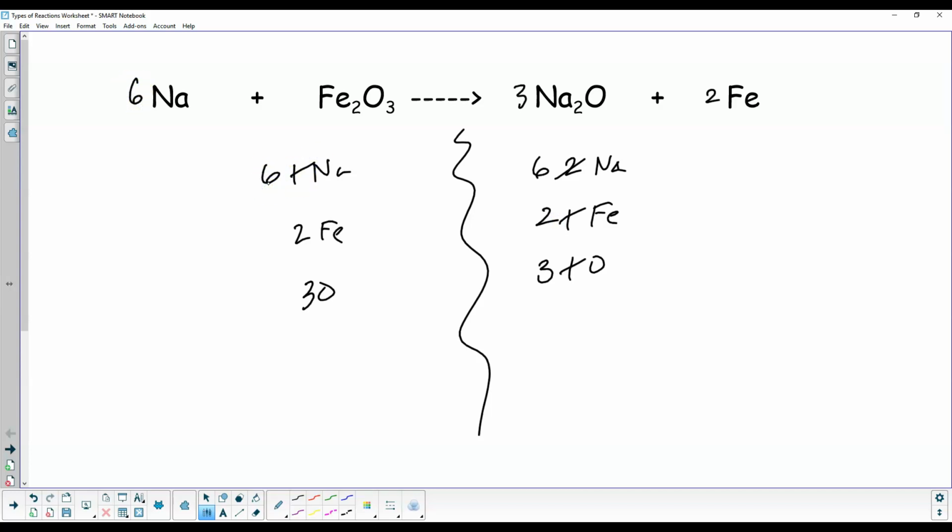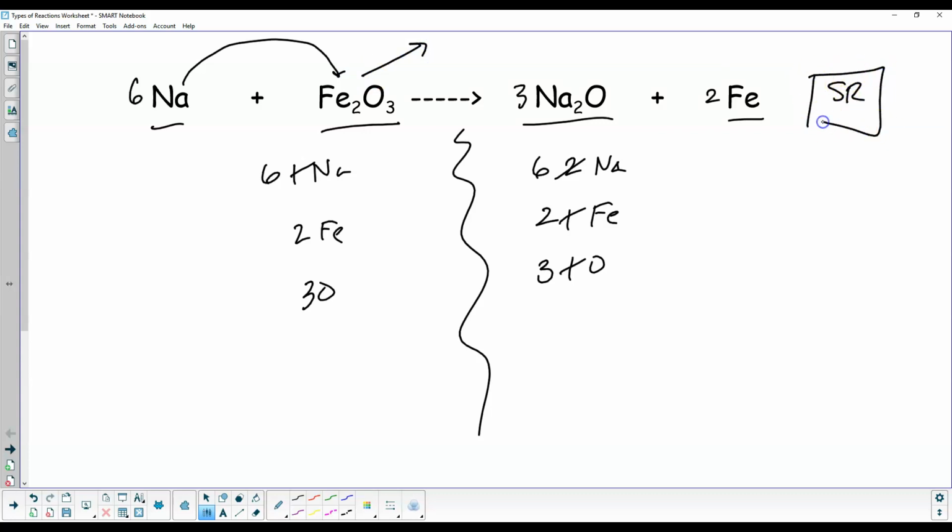Okay. Now, what type of reaction is this? Notice I have a lone element and a compound, a new lone element and a new compound. This is a single replacement. You have sodium replacing iron in a compound. That's what single replacement looks like.